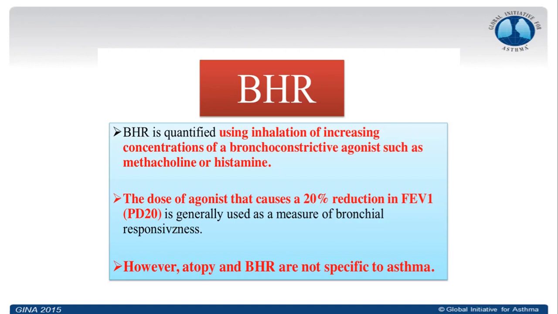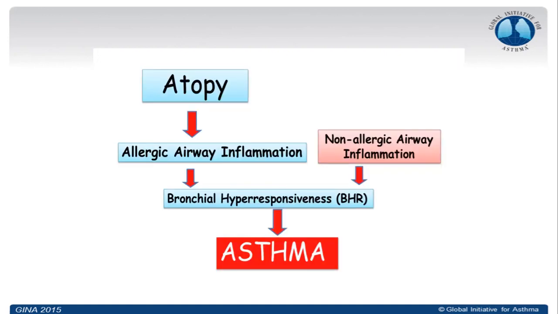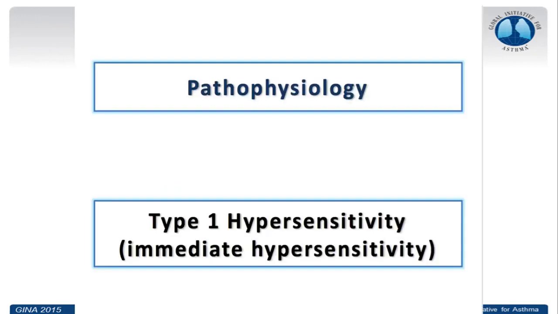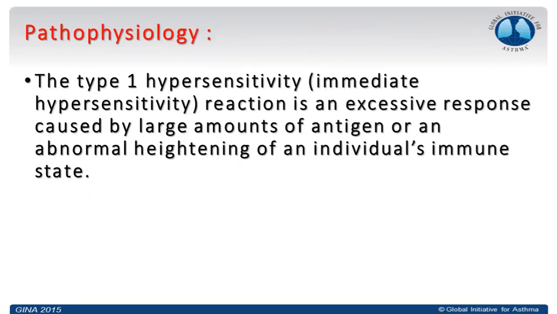However, atopy and bronchial hyperresponsiveness are both not specific to asthma. Atopy means allergic airway inflammation. Sometimes there is non-allergic airway inflammation. Both of them will cause bronchial hyperresponsiveness, and all of these will result in asthma. It is type 1 hypersensitivity, I mean an immediate hypersensitivity reaction.